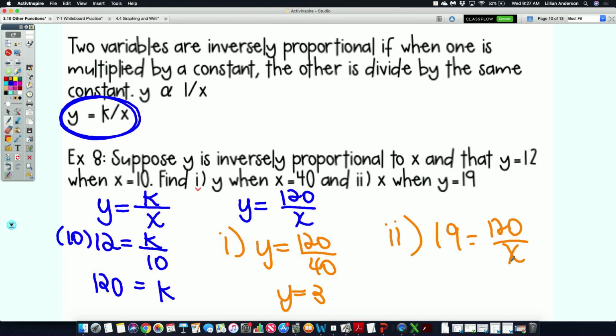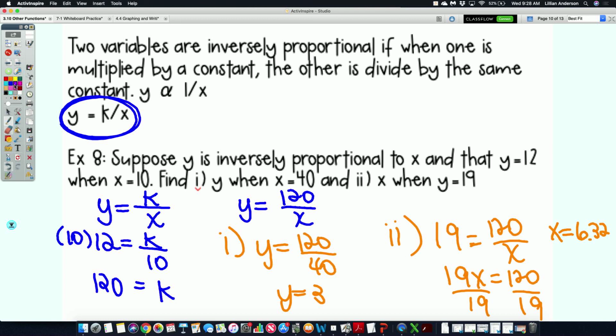Of course, be careful on this. To get x by itself, you want to multiply by x, and x is equal to what? 120 over 19. You can always leave it exact, or if you round to three significant figures, 6.32. Remember, you can either leave it exact or round it to three significant figures.